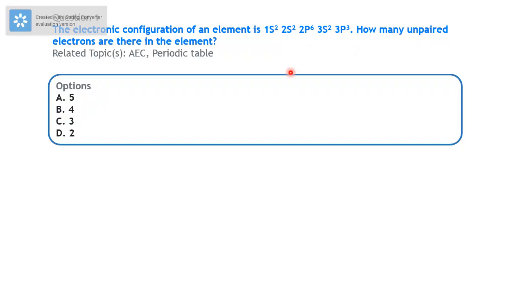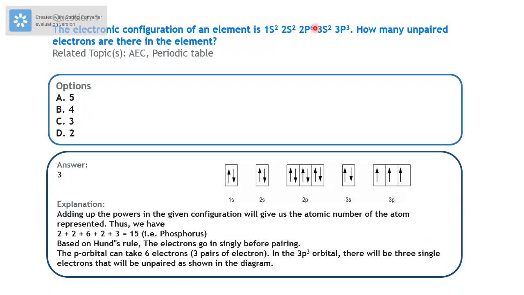We can determine which element this is by adding up these powers, these indices here. When we add up these indices, it will give us the atomic number of that element. So we have 2 plus 2 plus 6, plus 2 plus 3, and that is 15. Which element has the atomic number of 15? That is phosphorus. But basically we are not going to be using this.